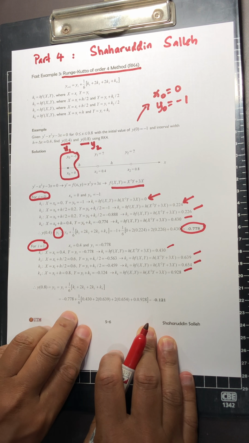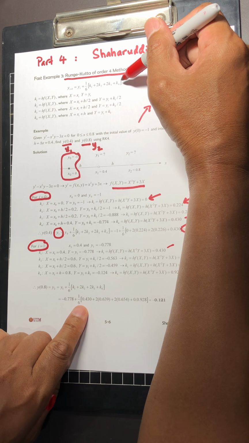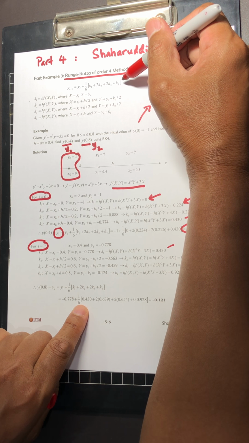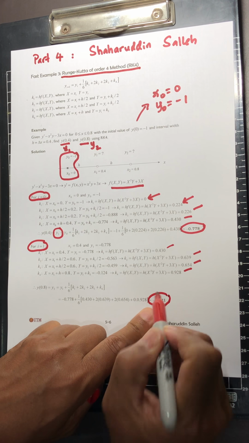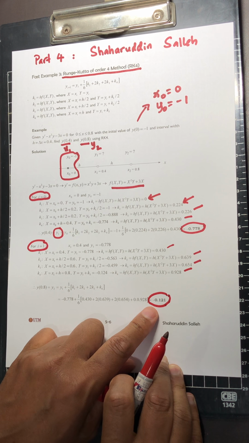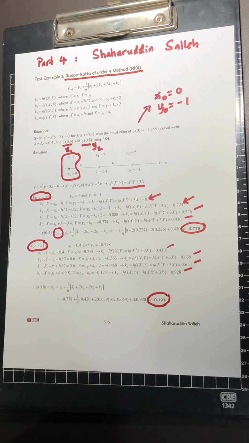Finally, we put in the solution using the general equation, with the values of k1, k2, k3, k4. We get minus 0.121. So the answers are a little bit different from RK2 and Taylor. The difference is because of the number of decimal points, which is 3. We should use a higher value, for example, 6 or 7. Then we can see the difference is not so much after that.